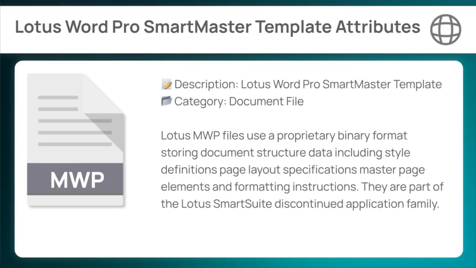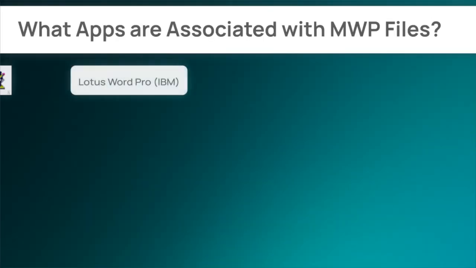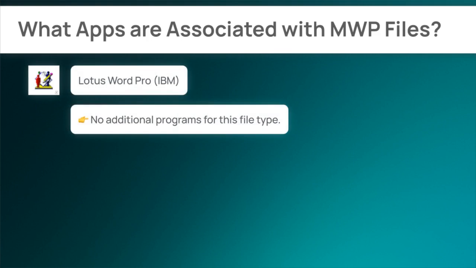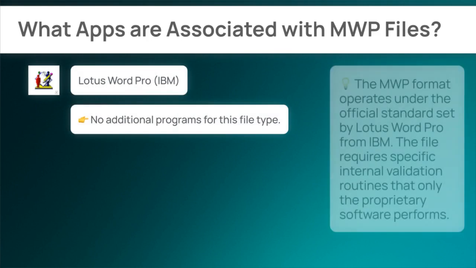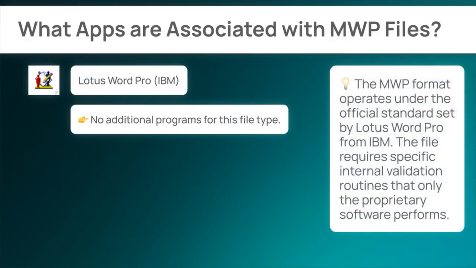They are part of the Lotus SmartSuite discontinued application family. Windows registers the MWP file as an opener for Lotus Word Pro, developed by IBM. Windows provides limited editing capability, so full functionality depends on dedicated programs. Windows can present the content, but editing styles, layout, or graphics requires specialized programs.